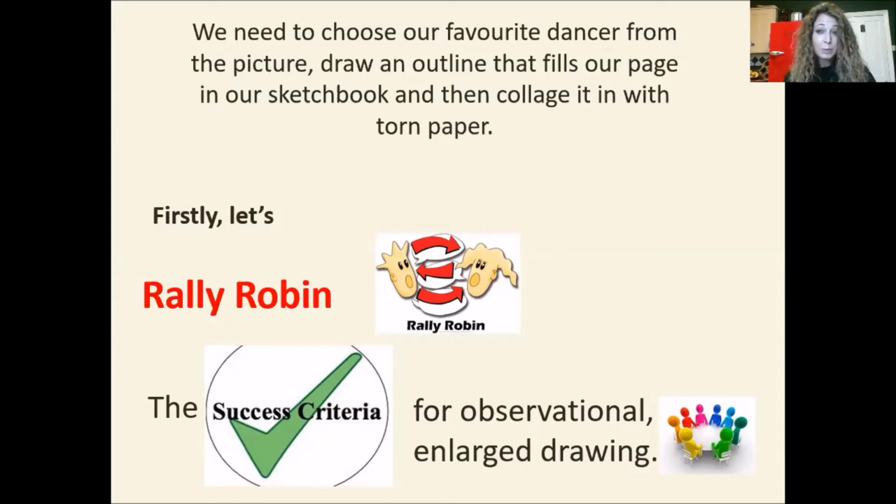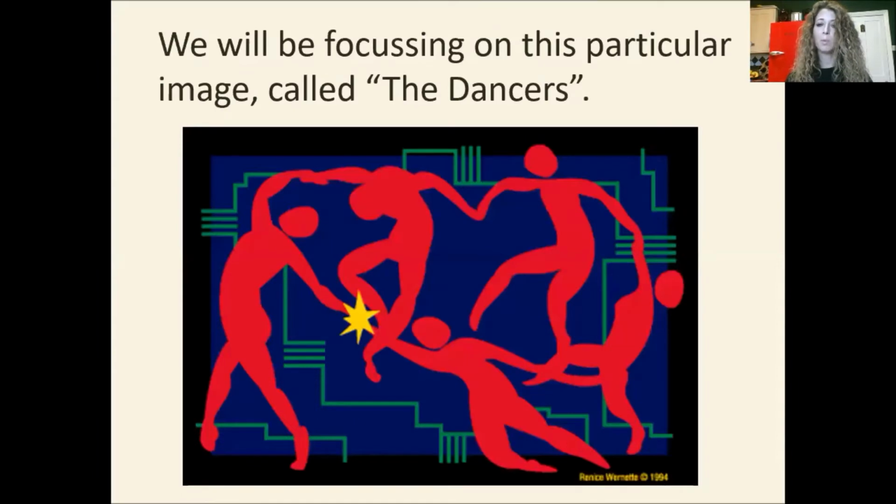As long as it's a little bit different from the paper that you're sticking it onto, otherwise you won't be able to see it. We are just practicing tearing and sticking and collaging in the shape that we have drawn. But our first thing to do is to draw the person that we've chosen from this image. So I'll go back to the picture. We need to pick one of these dancers to draw to fill the page.